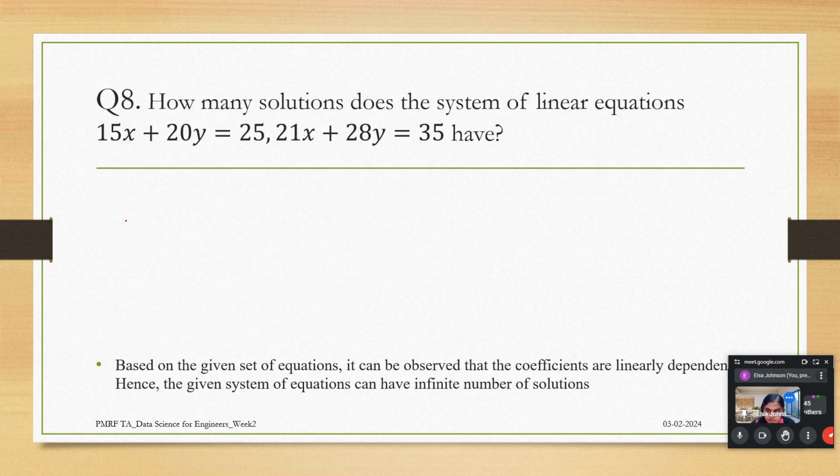Okay. Now, how many solutions does the system of linear equations have? So we will write 15, 20, 25, 21, 28, 35. So this is the thing. How do you have to find out? Anyway, you know that here there are two variables, x and y.